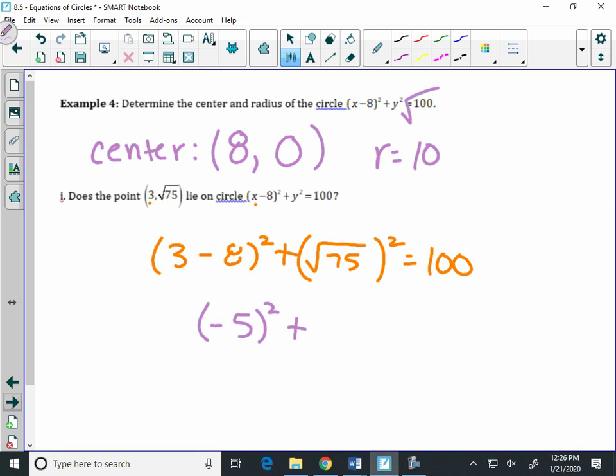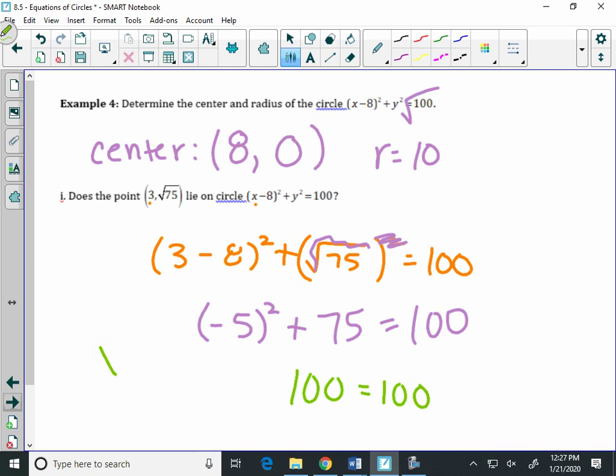The square root of 75 is a decimal. What do we get? You get 75. Because when you square a square root, they're opposites, so they cancel each other out. The 2 goes away, the radical goes away, we're just left with 75. What's negative 5 squared? 25. What's 25 plus 75? 100. So we get 100 equals 100. Are they equal? Yeah, so does this lie on the circle? Yeah.